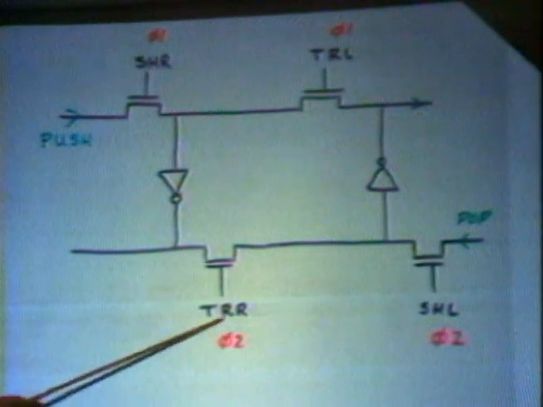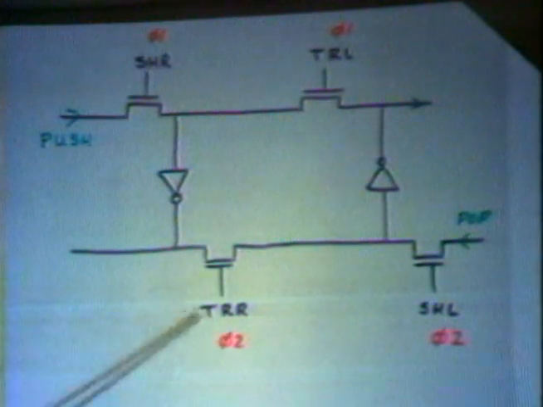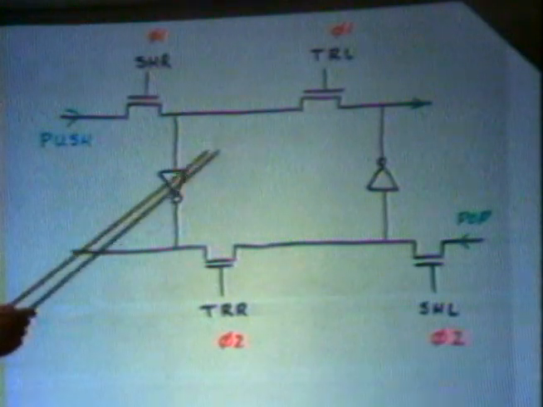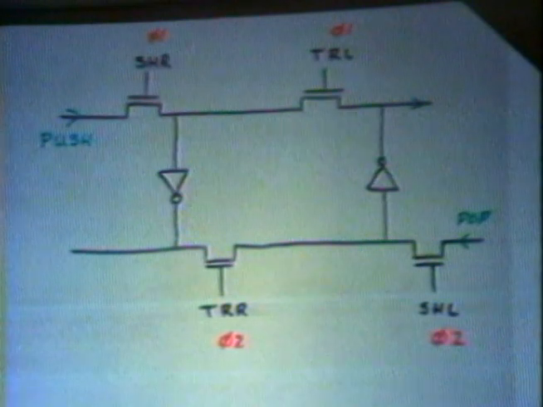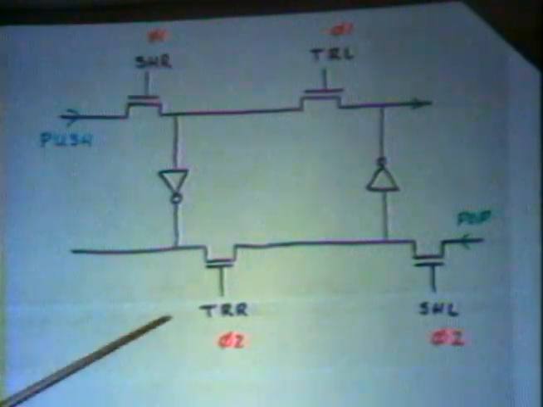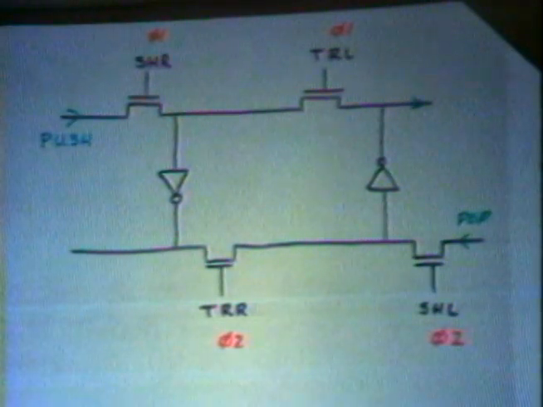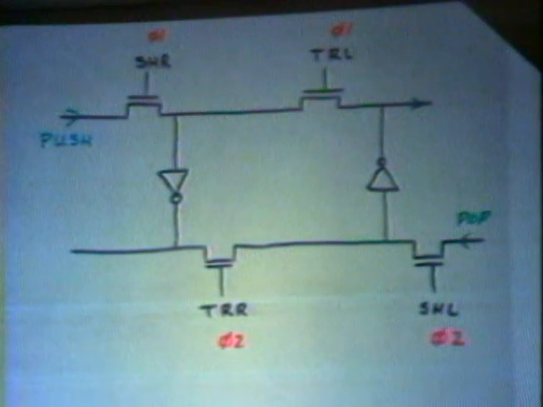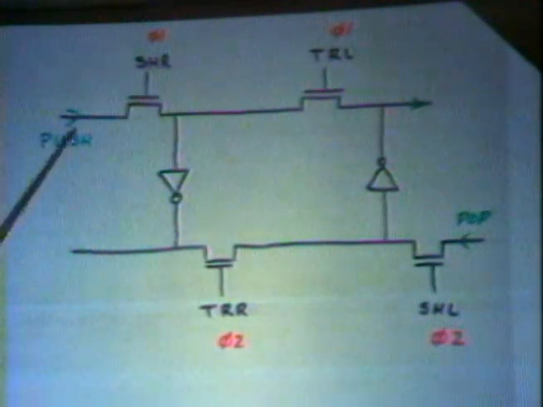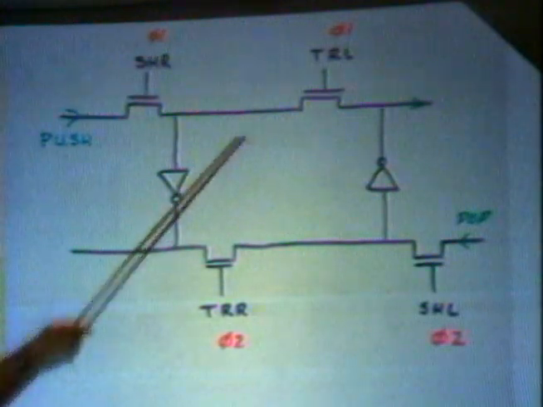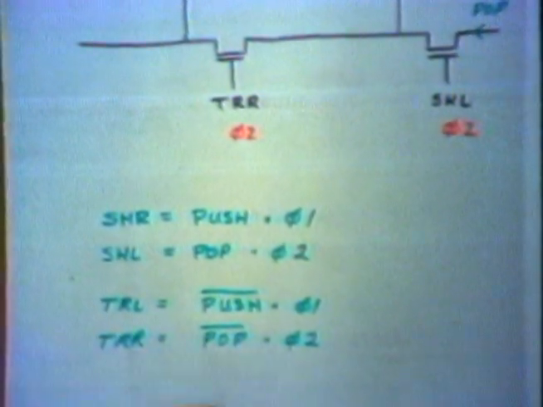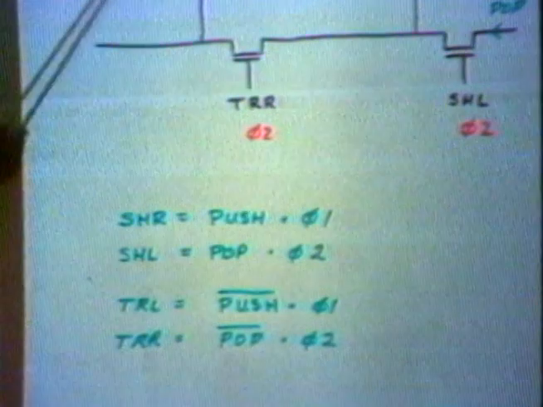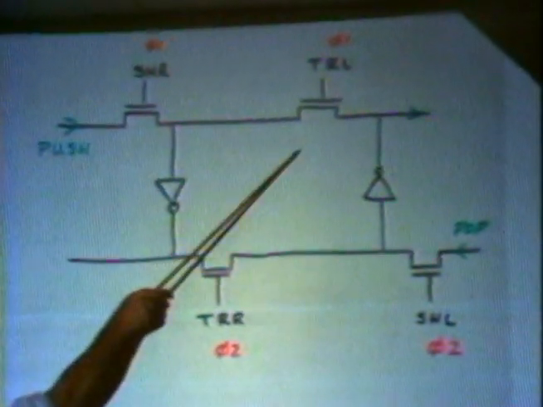In this case, the transfer right signal, or transfer right gate, is clocked on phase 2, and transfer left is clocked on phase 1. And what's really true is that these signals are generated by ANDing the fact that you are not trying to push anything onto the stack and phase 1 in this case, or in this case up here. And this one is turned on if you aren't trying to pop anything off the stack, and it's phase 2 of the clock.